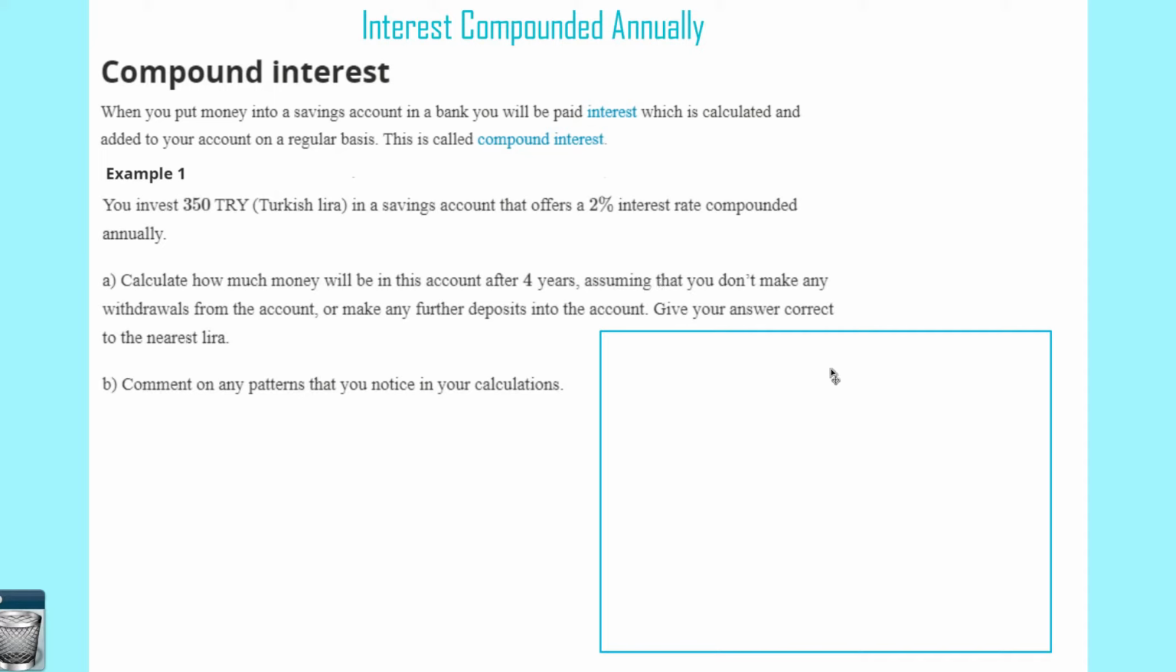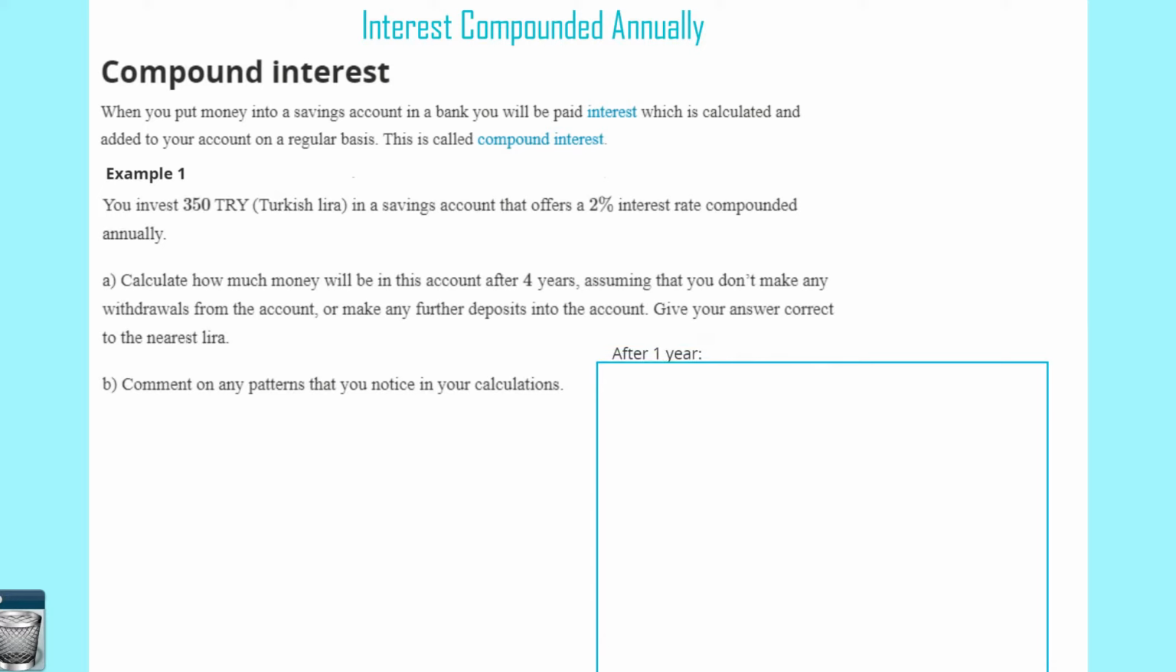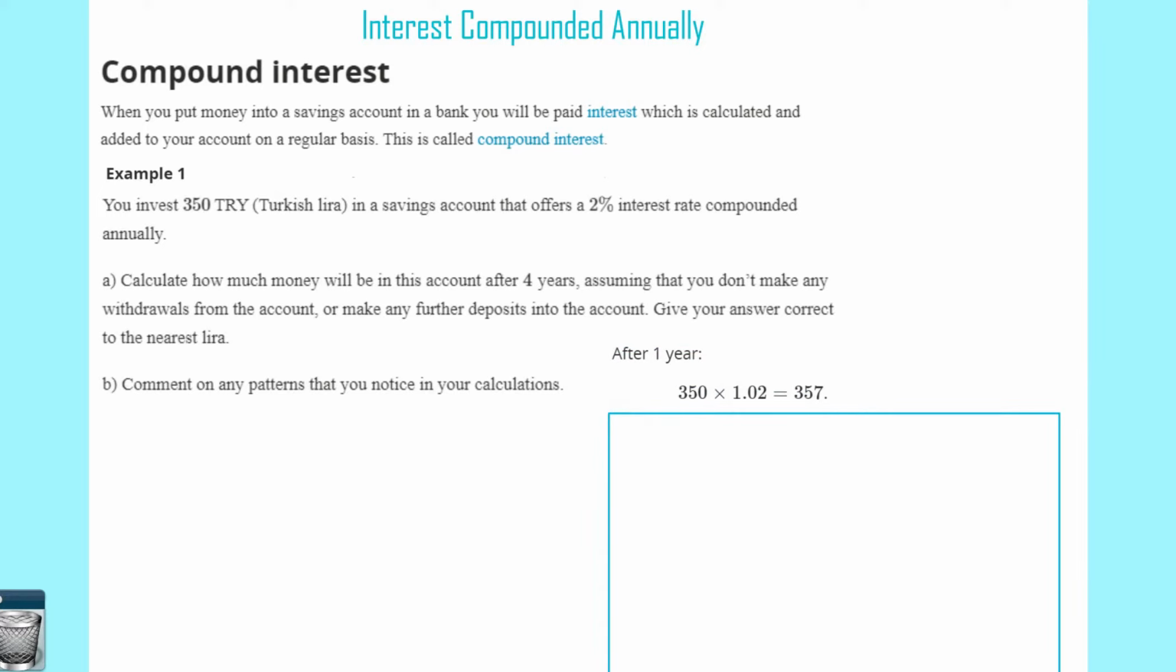After the first year, we would do this: 350 Turkish lira times 1.02. Why 1.02? That represents 100% plus 2%, because we're getting 2% interest. So we're getting the original amount plus a little bit more. Let me change my pen size. It got a little large there.